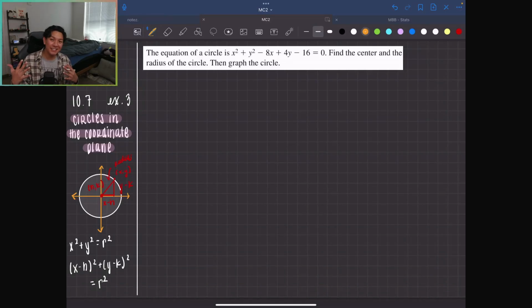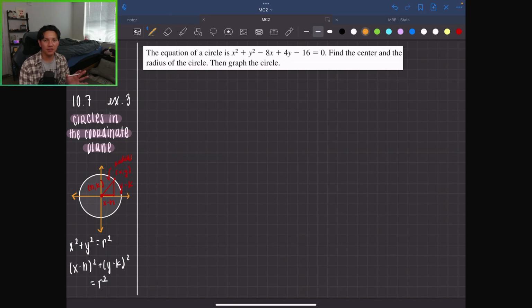All right, in this next example, we're going to be given an equation of a circle, and then we need to find out what the radius is and where the center is located. So let's check this one out. The equation of a circle is x squared plus y squared minus 8x plus 4y minus 16 equals 0. Find the center and the radius of the circle, then graph the circle.